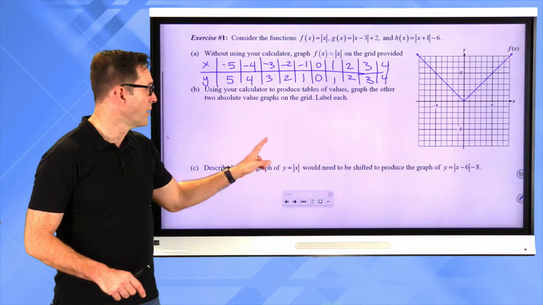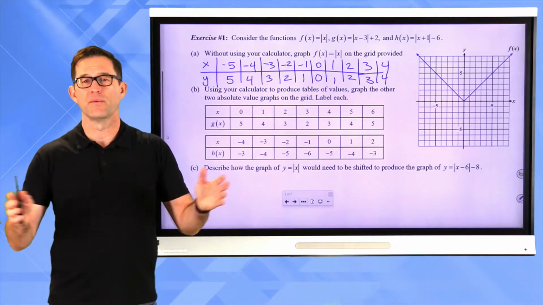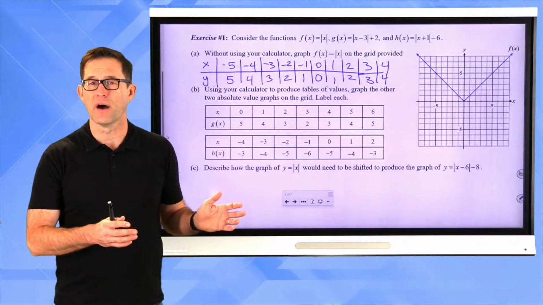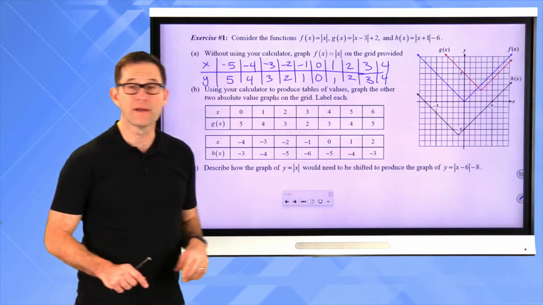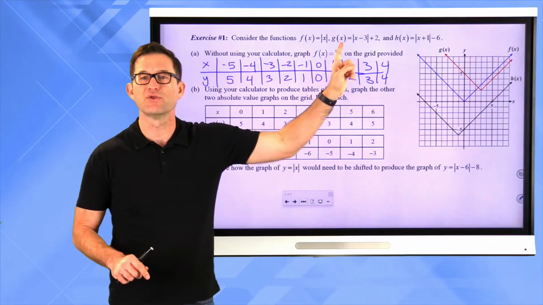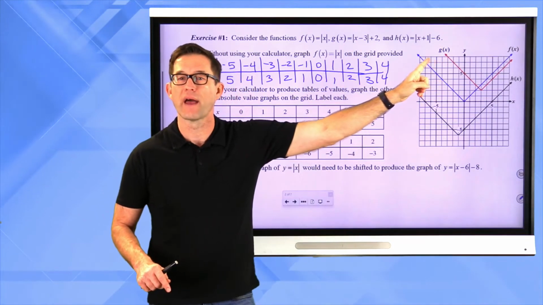Awesome. Anyway, easy enough to come up with some tables. Now again, we could have huge tables of values here, but those are going to be enough. And once I graph them on our graph grid, we get something that looks like this. Now notice for a second, g of x, which is the absolute value of x minus 3 plus 2, is this graph here that I have in red.